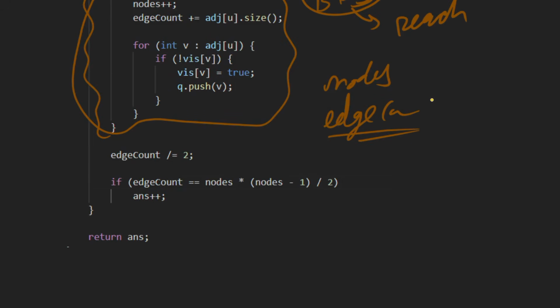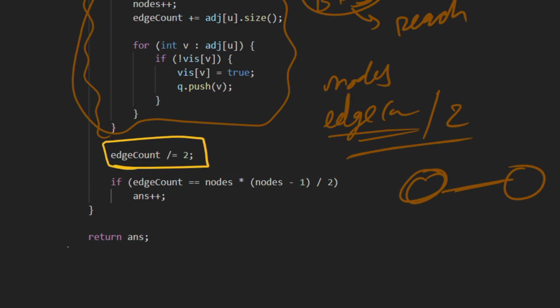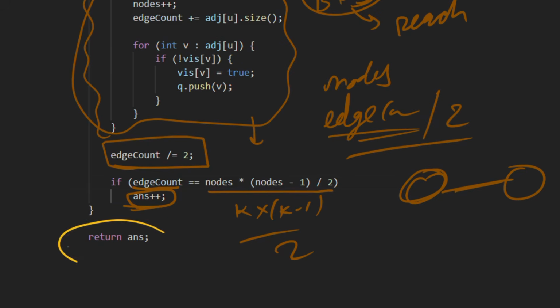So to find the total number of edges, we'll divide the total degree by 2, because each edge is basically shared by two nodes, right? So the total number of edges is edge count by 2. Now we have to check whether this component is complete or not. So for that, the actual edges should be equal to k into k minus 1 by 2, where k is the total number of nodes. So these both should be equal. So if this condition holds, that means our current component is complete. So we increment our answer, and at the end we return the total number of complete connected components in our answer. So I hope I am able to explain the solution properly.